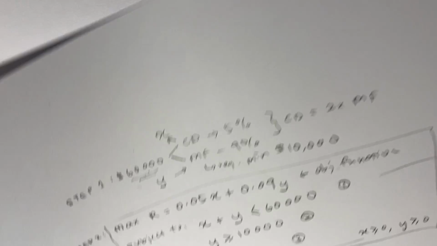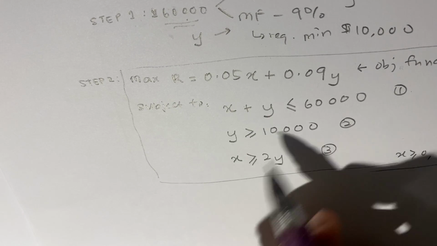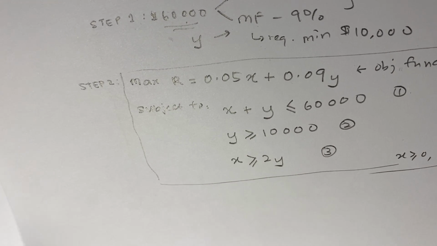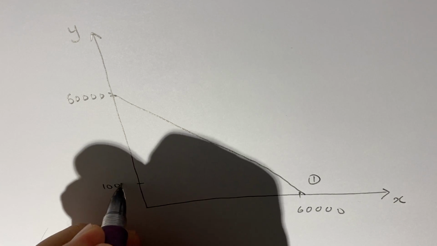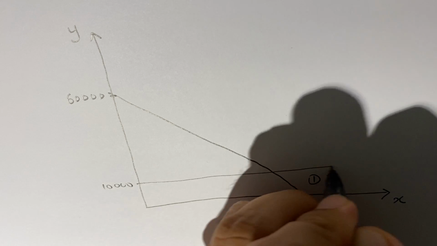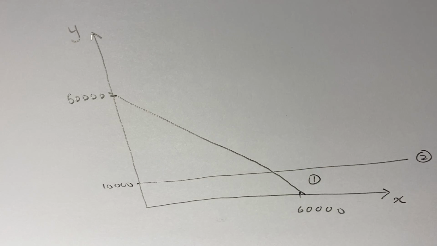What about the second equation? We have y must be greater than 10,000. This is simply a straight line. If this is 10,000, we have a straight line here. This is equation 2, constraint number 2.